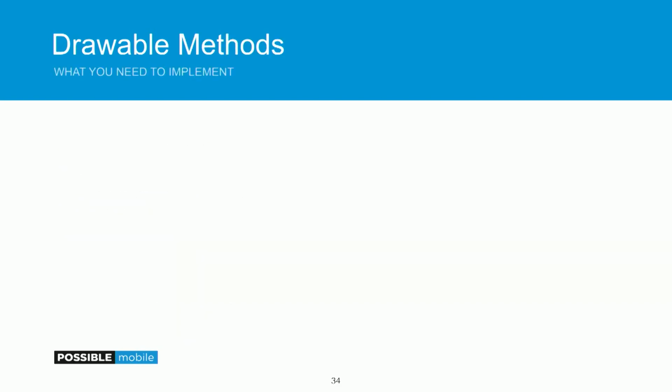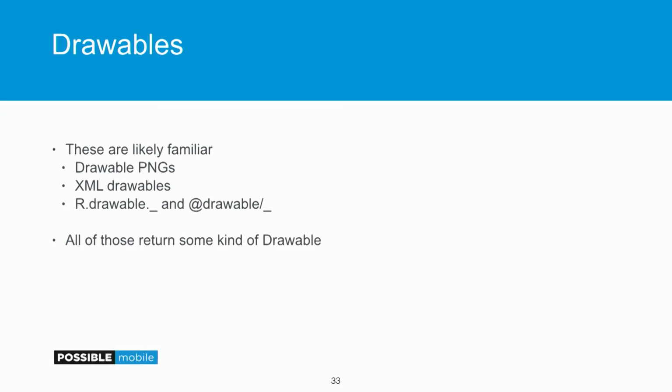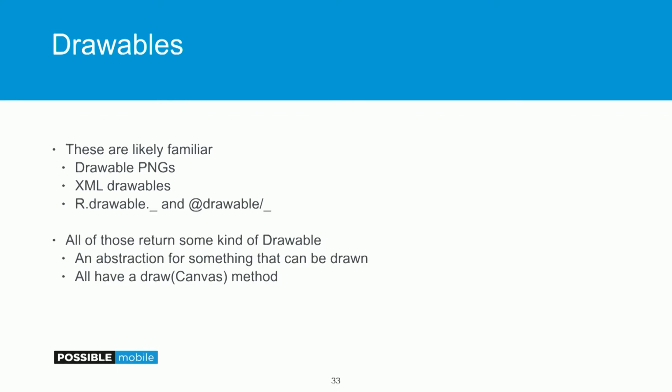One caveat with drawables, in addition to that draw method, the other thing that you'll need to have is bounds. When you're actually drawing a drawable onto some other canvas, you need to have those bounds to dictate where that drawable will actually show up. And we'll talk about intrinsic bounds in just a second.